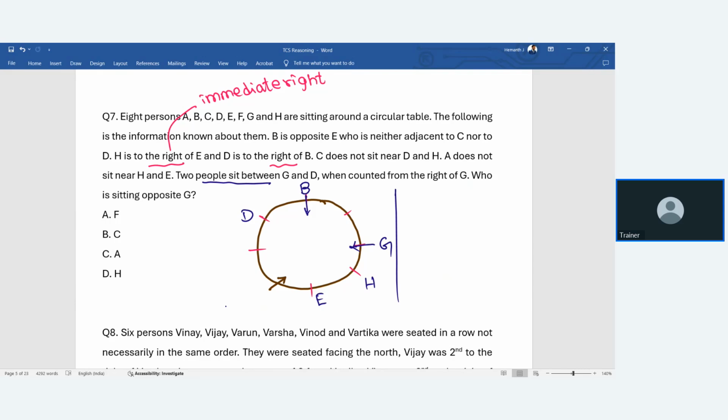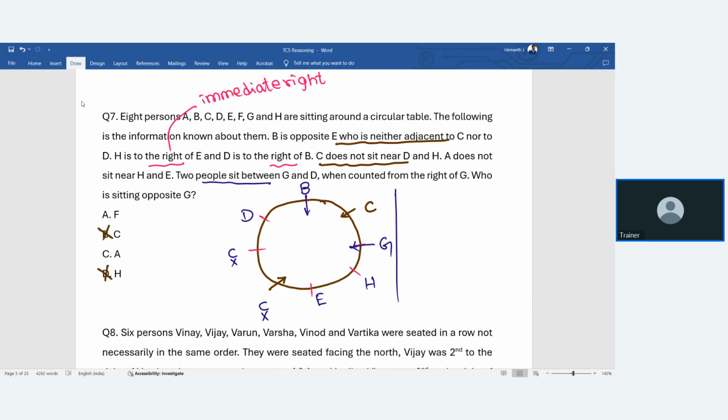E is neither adjacent to C nor to D, so C will not come here. The other thing, C does not sit near D, so C cannot sit here. So the only place C can occupy is this. C cannot be adjacent to E. C is not sitting adjacent to D and H, so two places are out. C can occupy only this place. Now among these two, it's not C for sure, it's not H for sure. Is it F or A?